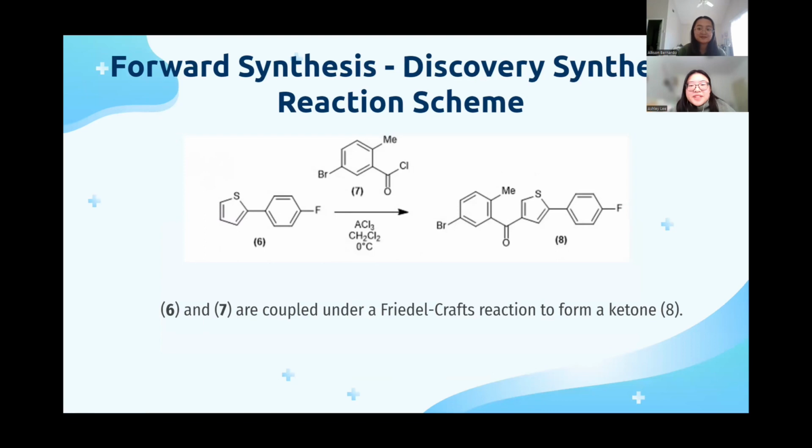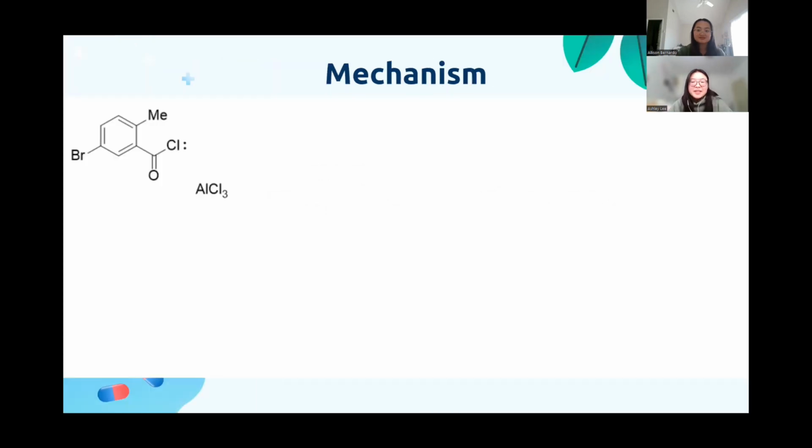So for the first step, compounds 6 and 7, as seen on screen, are coupled under a Friedel-Crafts reaction to form a ketone, or compound 8. The mechanism is as follows. The acyl chloride group from compound 7 reacts with aluminum chloride, forming a bond between the two. This reaction is a Friedel-Crafts, so the chloride group kicks off, leaving a carbanion.